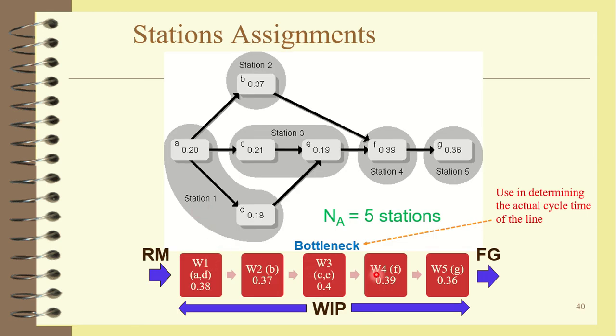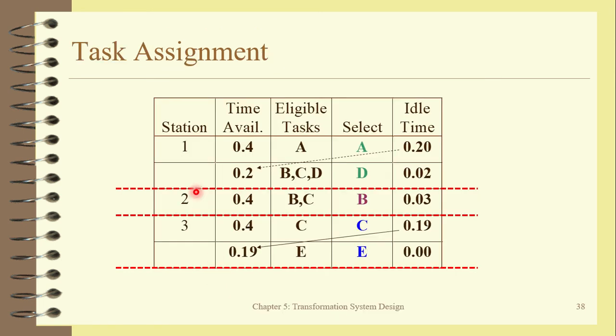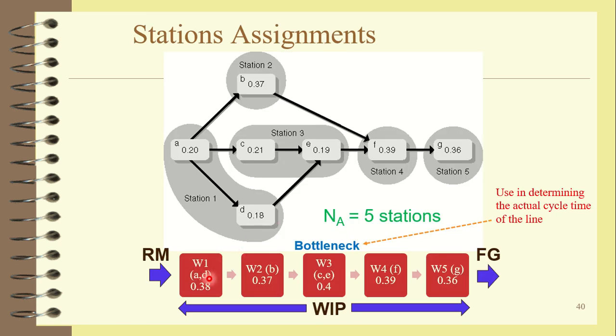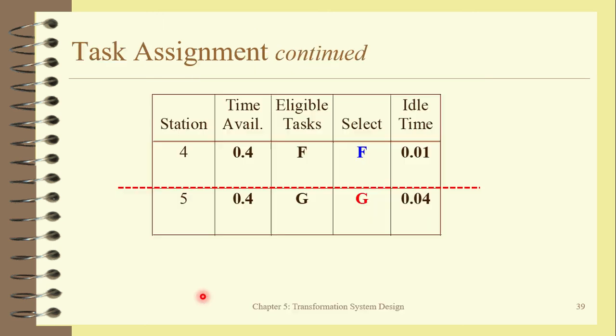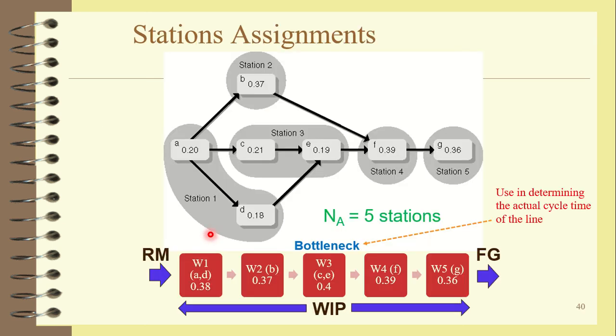1, 2, 3, 4, 5, right? And workstation number 1, the task that will be occupied in workstation number 1 consists of A and D. You put A and D, and the time required to complete these two tasks in workstation number 1 is 0.38. 0.38 comes from A and D: A 0.2, D 0.18. Okay, the total is 0.38.